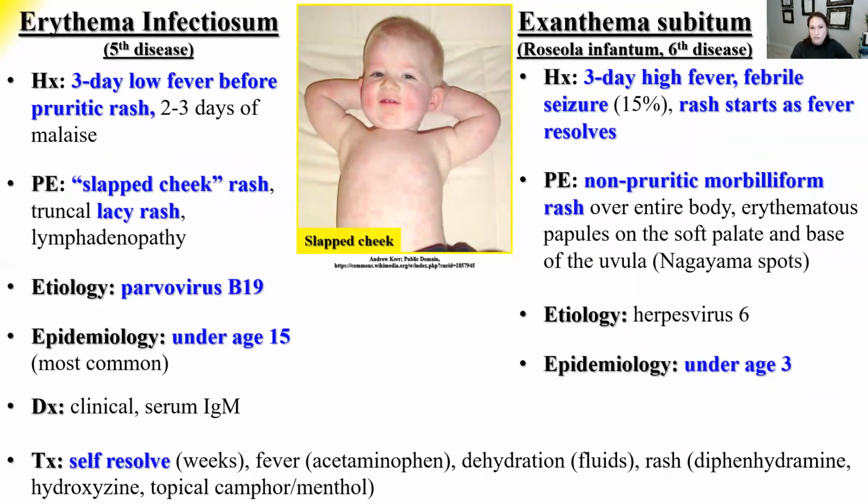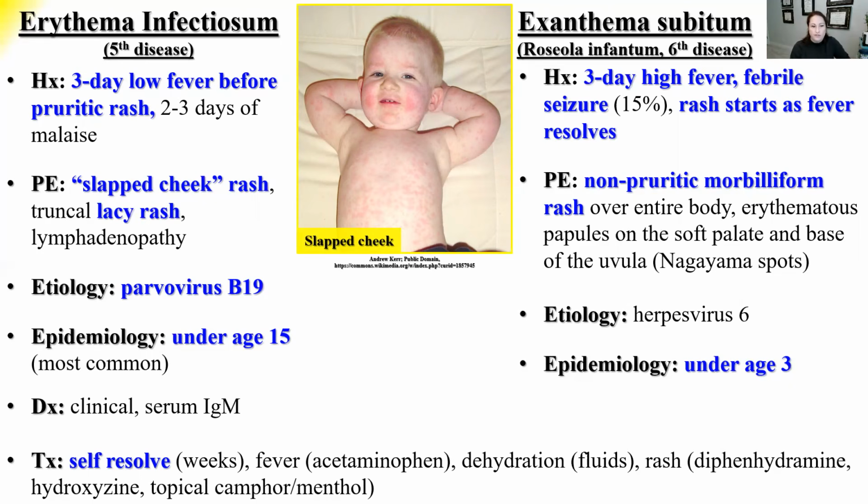Erythema infectiosum and exanthema subitum, also called fifth disease and sixth disease. These are very common viral exanthems of childhood. In erythema infectiosum, they're going to get a 3-day low fever before the pruritic rash. In sixth disease, they're going to get a 3-day high spiking fever that can actually induce febrile seizures in about 15% of the patients. So remember, if erythema infectiosum is a lower fever, exanthema subitum is a higher fever.